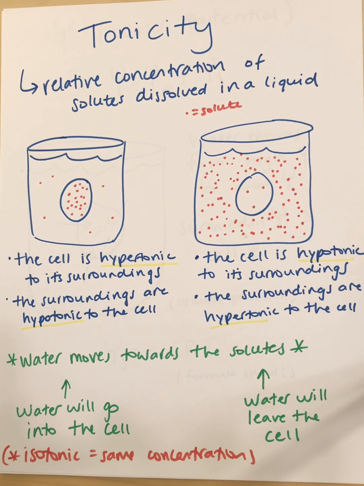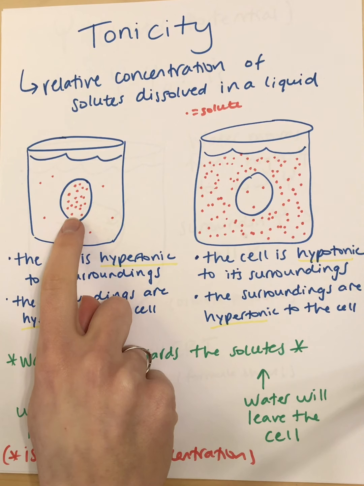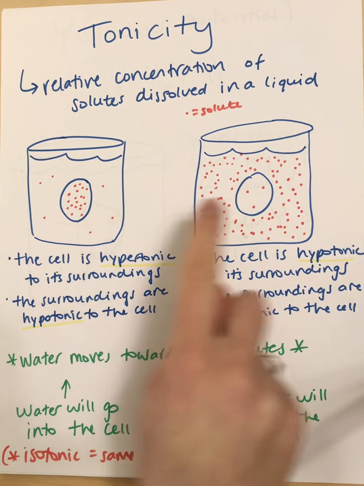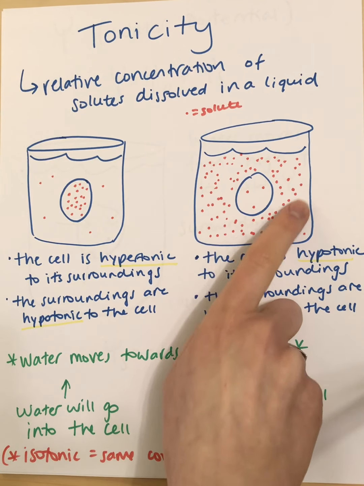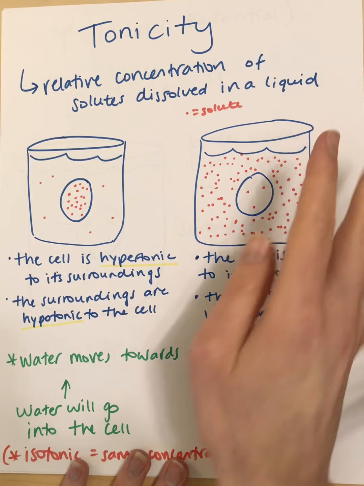All right, this video is about tonicity, which is the relative concentration of solutes dissolved in a liquid, like how much sugar is dissolved in water, how much salt is dissolved in water, or even how many proteins, any type of molecule. So I have here two different situations to compare, one where there's a lot more solute in the cell and one where there's a lot more solute in the surroundings outside of the cell.